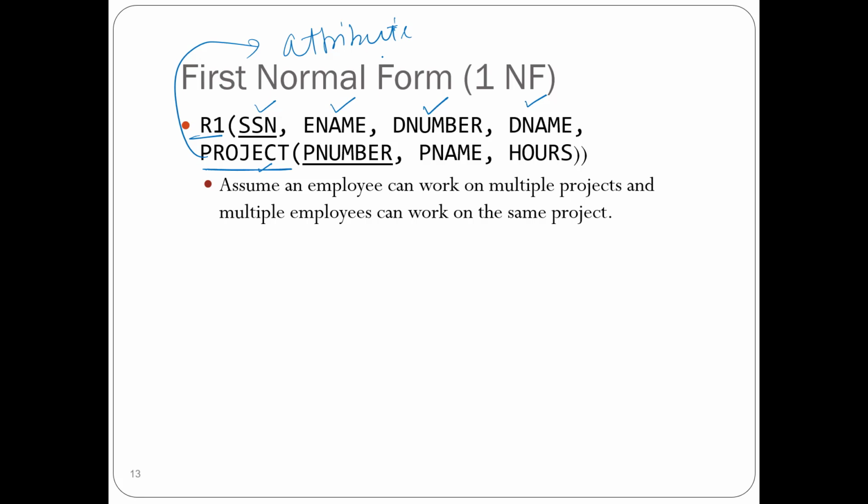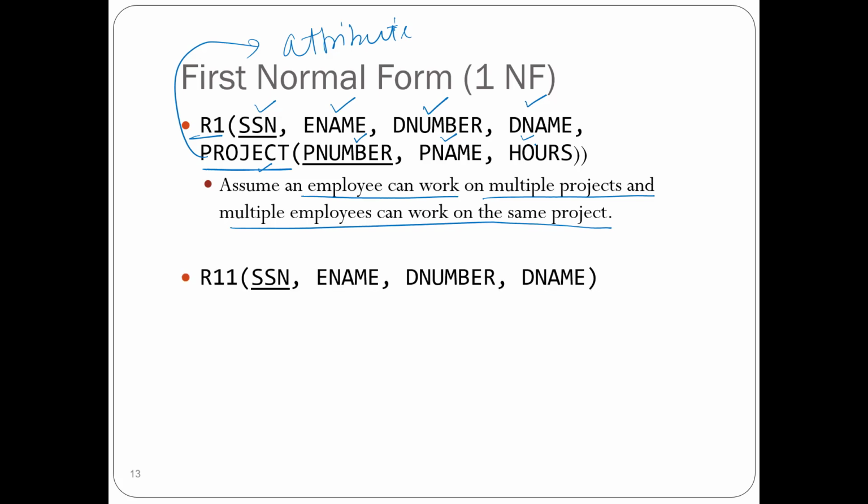Okay, and we need to remember the assumption. So I will read the assumption and then we'll come back to this example. We are assuming that an employee can work on multiple projects and multiple employees can work on the same project, right? So this assumption was there in our early example as well. Great. So yeah, for the project we are keeping project number, project name, and the hours.